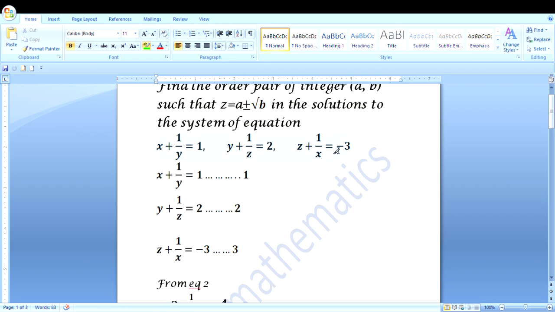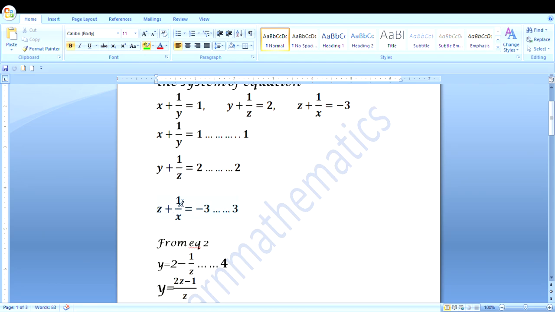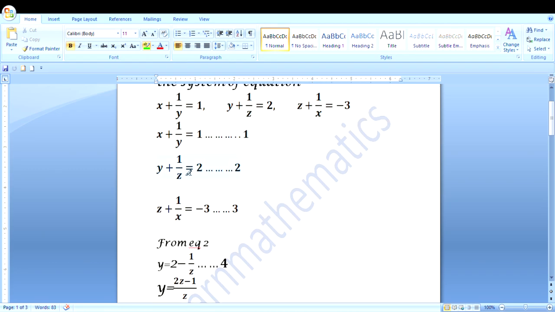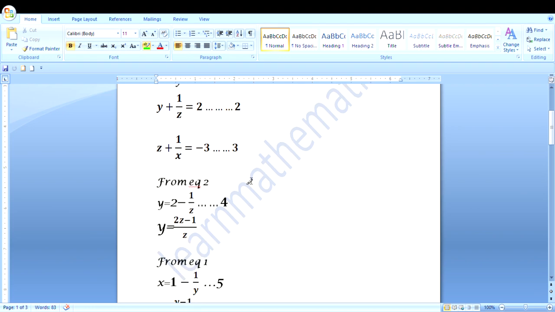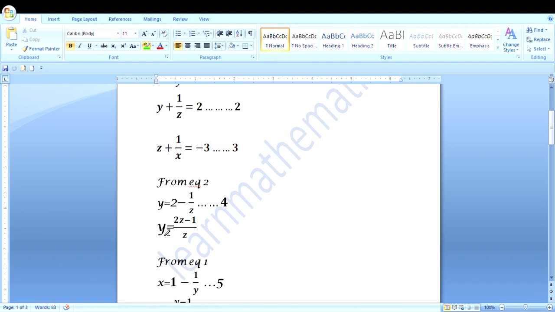Okay, negative 3. We name this as equation 1, y plus 1 over z is equal to 2 as equation 2, and z plus 1 over x is equal to minus 3 as equation 3. Now, from equation 2, we could simply make y the subject of the relation. Moving this to the right hand side, y is equal to 2 minus 1 over z. If we simplify this as a fraction, the LCM is z, which is 2 times z, equal to 2z minus 1 divided by z.